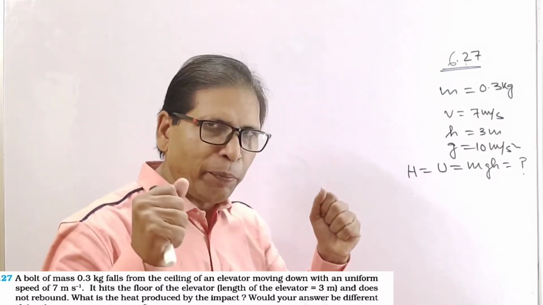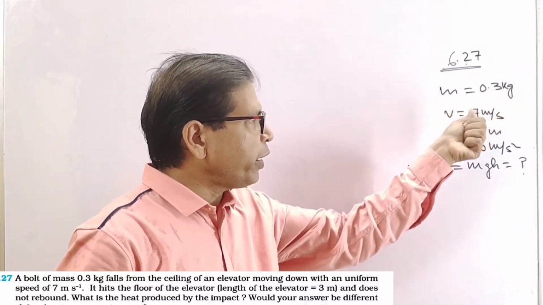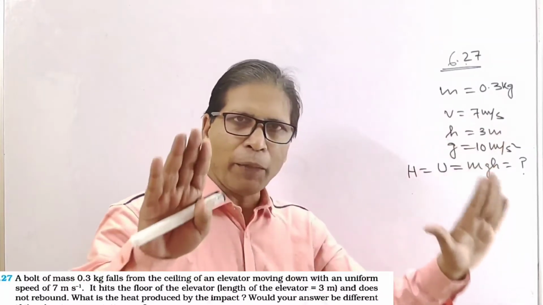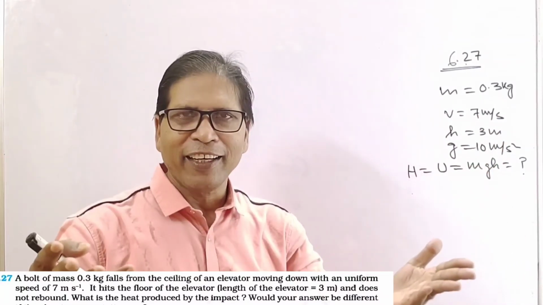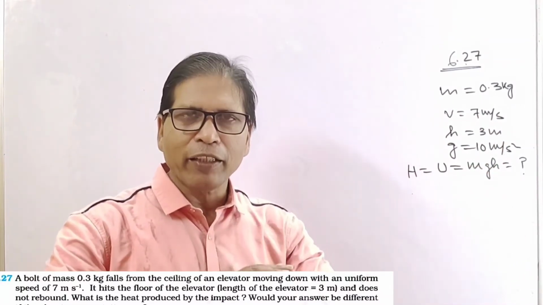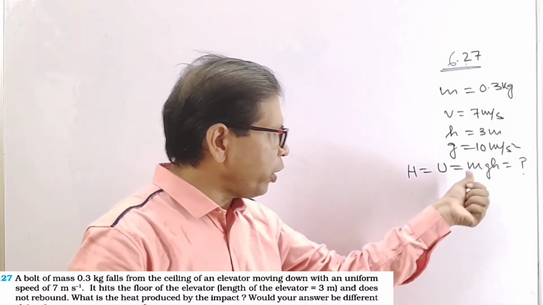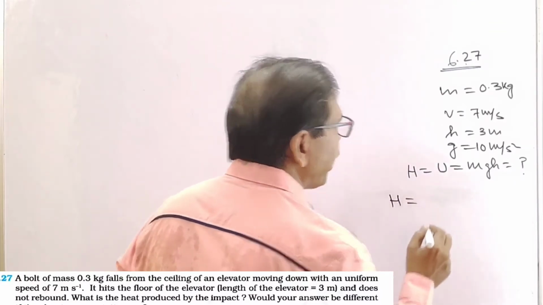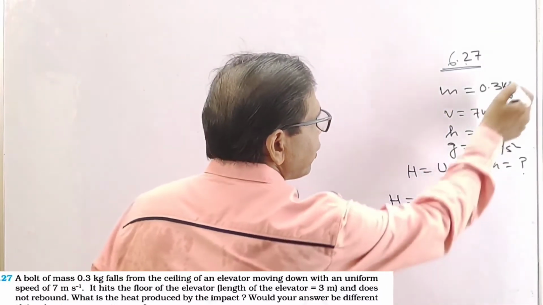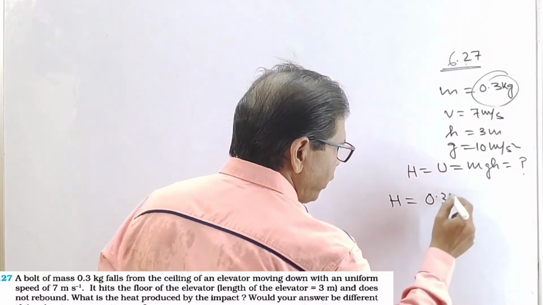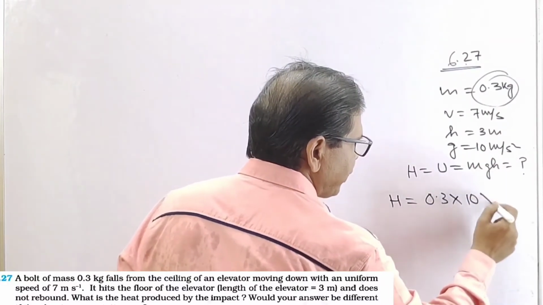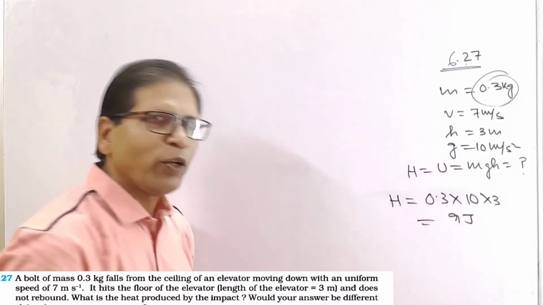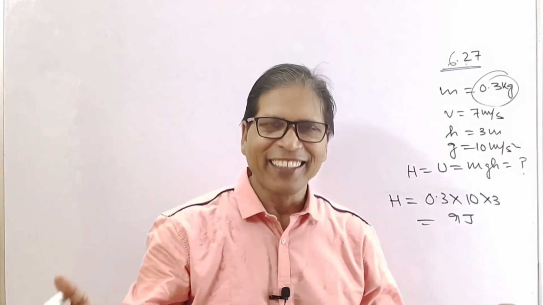Look at this, the relative velocity of the bolt with respect to the lift is 0 whether it moves with 7 meter per second or it's stationary. That is why the heat produced, equal to mgh, is always the same. Now heat produced H equals mgh. Here mass is equal to 0.3, g is 10 meter per second square and h is 3. So this is 9 joule. Okay, so heat produced is 9 joule.